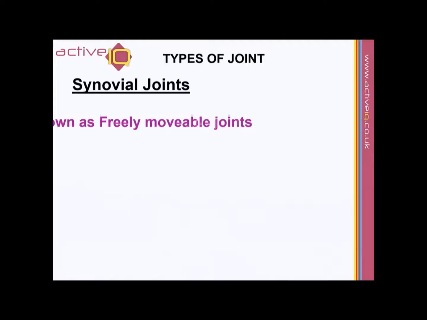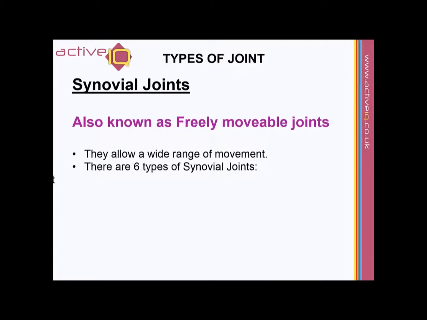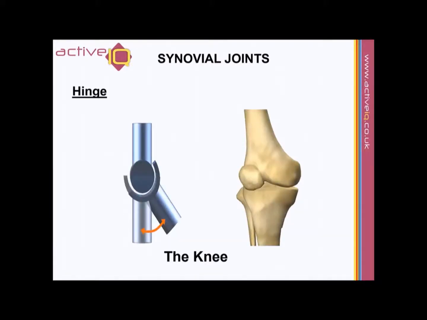Finally, the main classification of joints is synovial. These are known as freely movable joints, and they're found all over the body really. They allow a wide range of movements, and there are 6 types of synovial joints. We have a ball and socket, a gliding joint, a pivot, ellipsoid, saddle joint, and a hinge joint. We'll have a little look at them now.